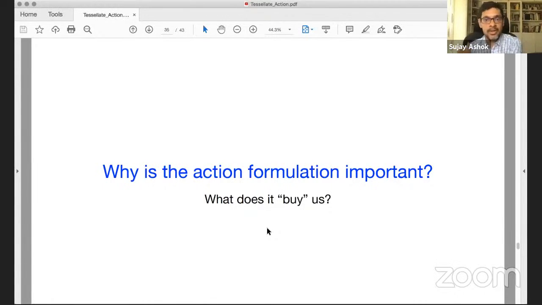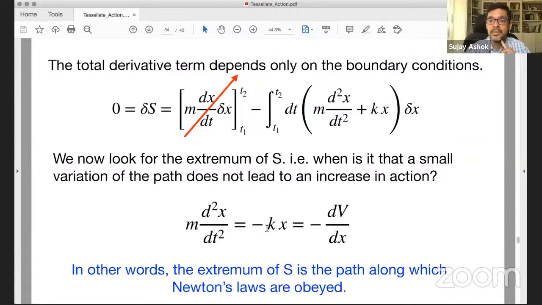Before I go on, this is the last part of the talk, as to why it is important. If you have any questions, this is a good moment to ask. Sir, I didn't get how this integral reduces to m d²x/dt² equals minus kx.